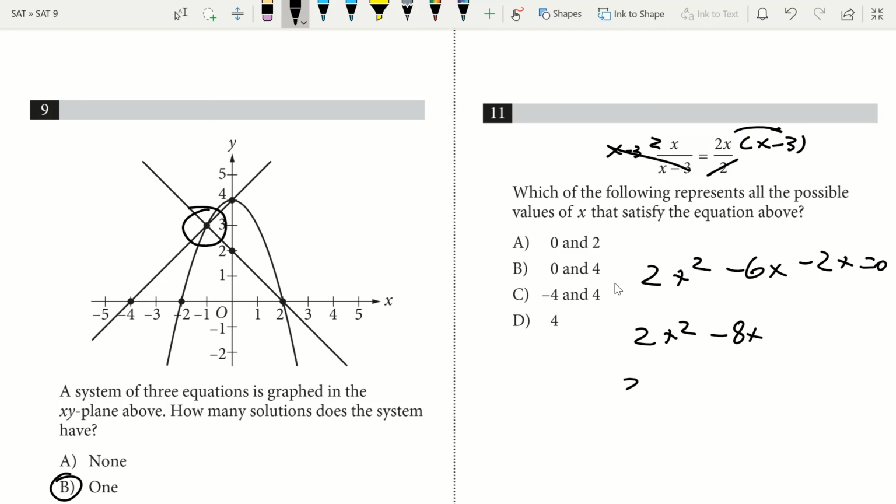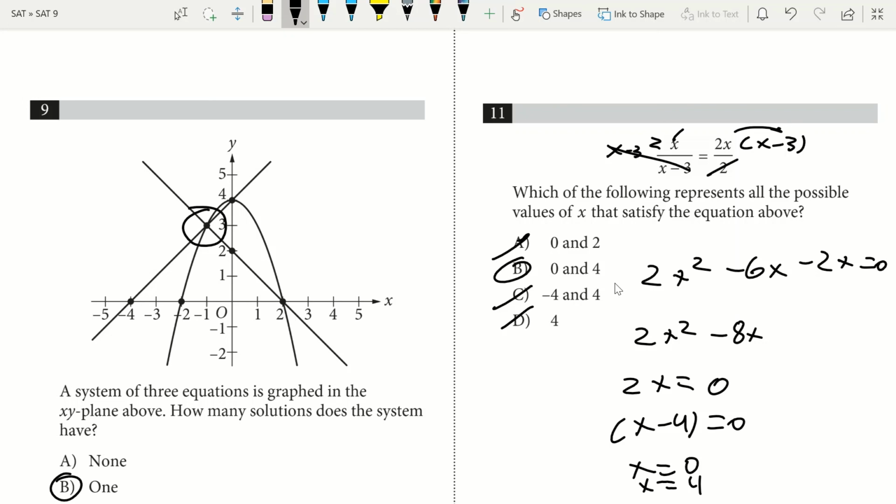I can factor out my 2x and set that equal to 0, and then my other factor there will be x minus 4. I set that equal to 0. That tells me that x can equal 0, and x will also equal 4, right? So now I can go ahead and put those in as my answer choices.